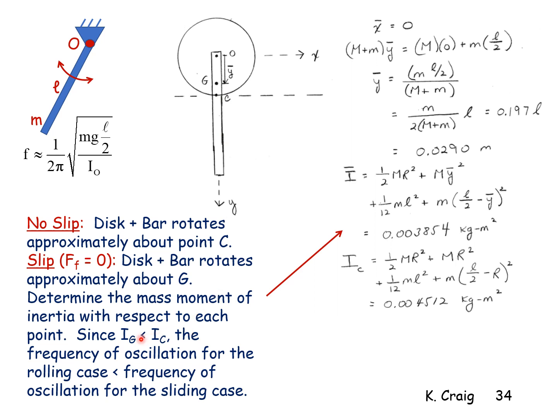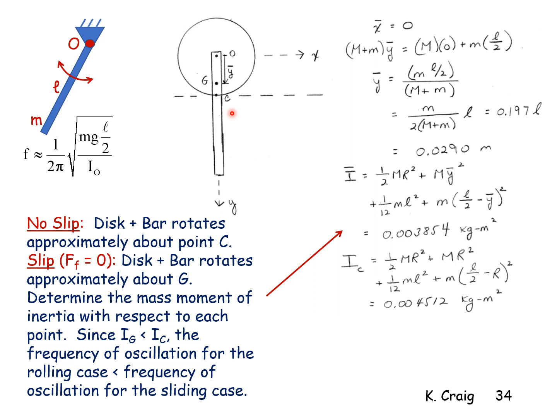So since the mass moment of inertia of the composite system with respect to its mass center is less than the mass moment of inertia with respect to the contact point with the ground C, the frequency of oscillation for the rolling case will be less than the frequency of oscillation for the sliding case. So if I have slip, I would expect the frequency of oscillation to be slightly higher than the frequency of oscillation that I observe in the rolling case.